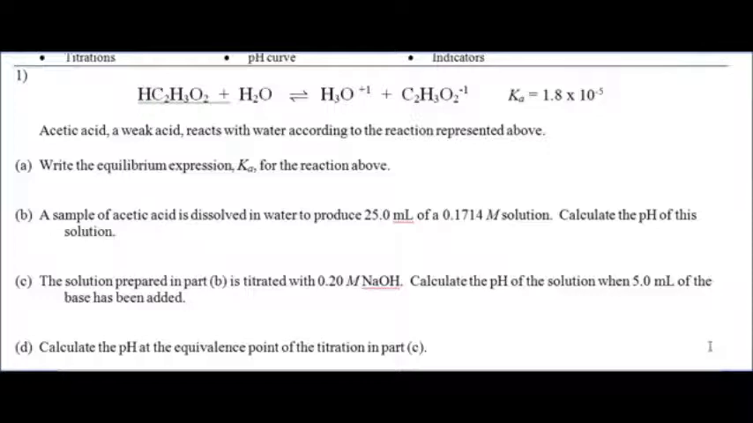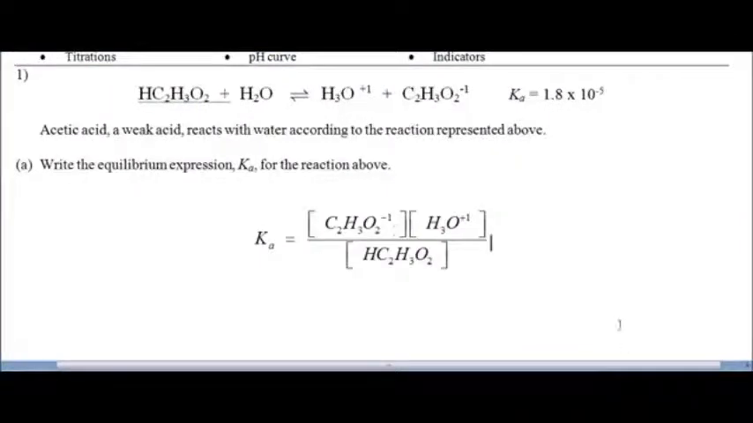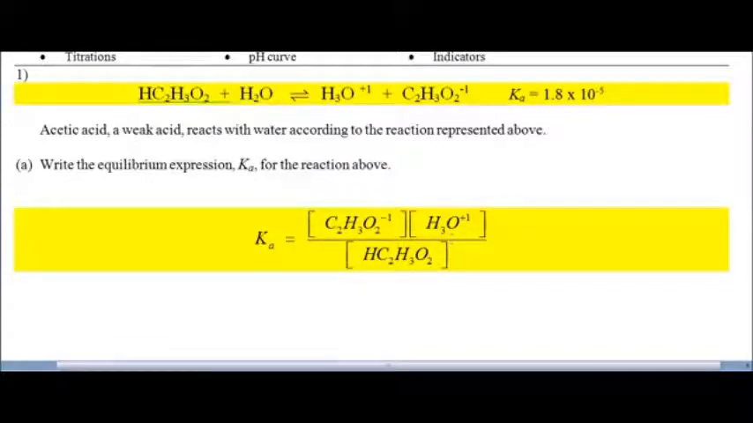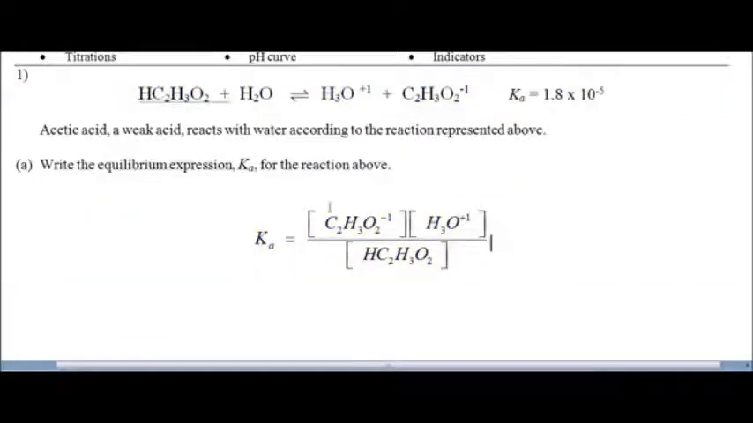Here's our example question. We've got acetic acid, which is a weak acid, reacts with water according to the reaction represented above. Part A is asking for us to write the equilibrium expression for this reaction. So what we've done is we've written out our expression, and we want to make sure that we have our products over reactants. And you'll notice that in the balanced equation above there's waters in the equation, but we never ever place a pure solid or a pure liquid in our equilibrium expression. That's why you don't see water anywhere in this expression here.